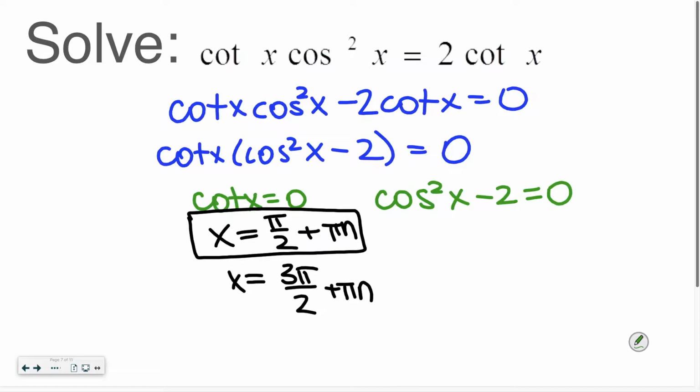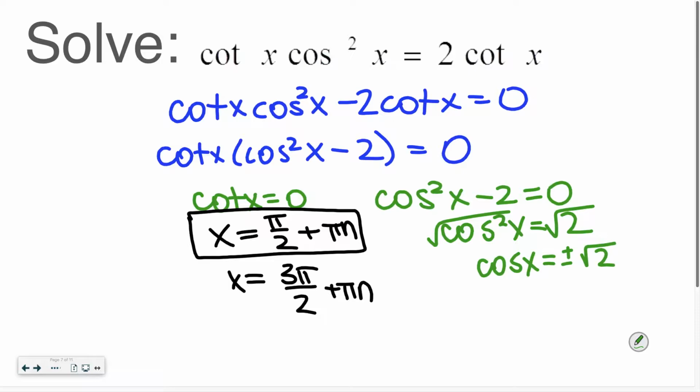Okay? Over here, we have that the cosine squared of x equals 2, which means if we square root both sides, the cosine of x would equal plus or minus radical 2. Max, what would radical 2 approximate to be?